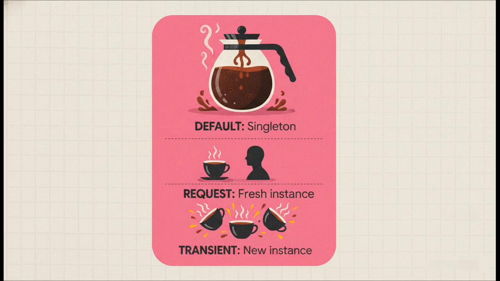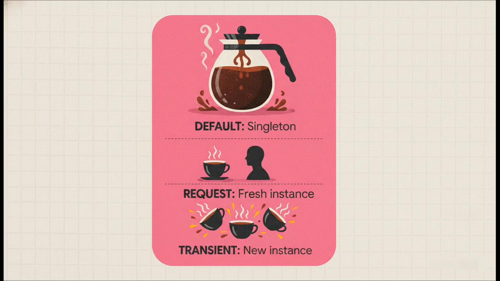Think of scope as how the office coffee gets made. The default scope, which is a singleton, is like the communal coffee maker. One single pot is brewed in the morning and everyone shares it for the entire lifetime of the application. The request scope, on the other hand, is like brewing a brand new, fresh cup of coffee for every single visitor the moment they arrive. And transient? That's like a new cup magically materializing every single time a class even asks for one.